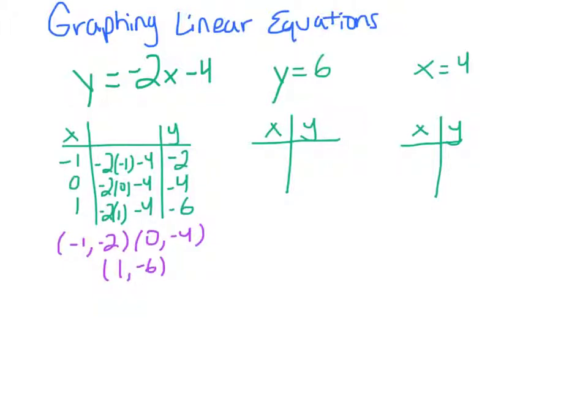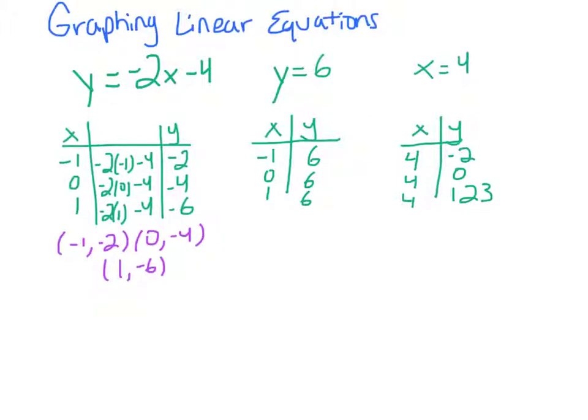We have y equals a constant and x equals a constant, so we know we're either going to have a horizontal or vertical line. For y equals 6, we can choose any inputs we want, but our output will always be 6. For x equals 4, our input will always be 4, and our output could be anything you want it to be.